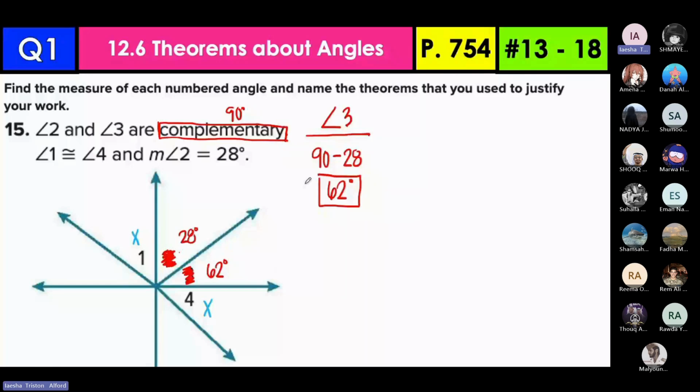How can we find 1 and 4? You have to see your picture, yeah? What do you have here? Straight line. Straight angle. How much is the straight angle? 180. So that means all of this should be how much? 180. So give me an equation, yeah?